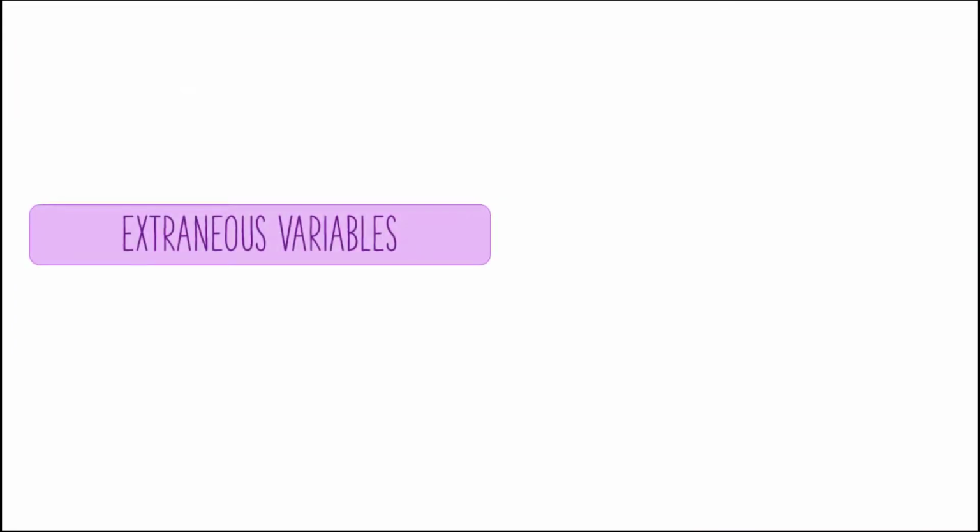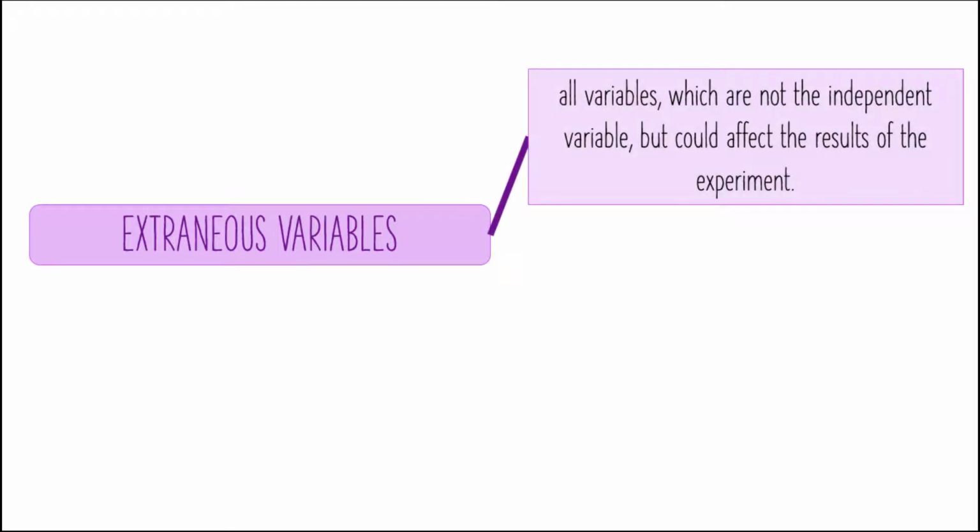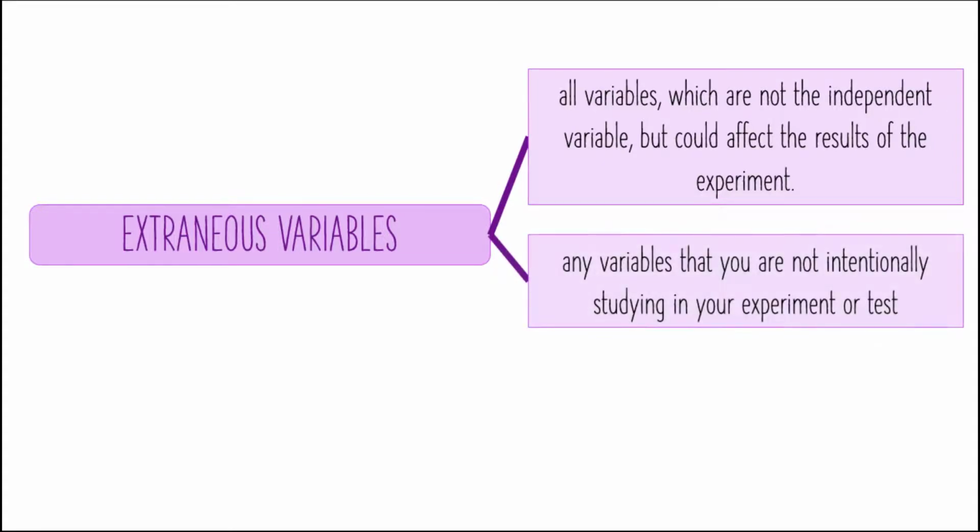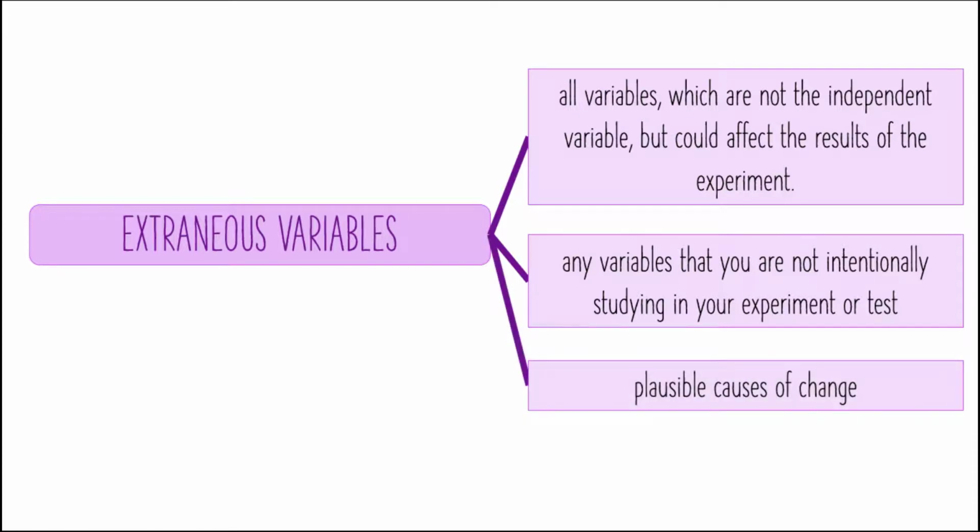However, there are variables that may affect the study that are not the independent variable or any related factors about it. These are called extraneous variables. These are all variables which are not the independent variable but could affect the results of the experiment. These are any variables that you are not intentionally studying in your experiment or test. It is sometimes called plausible causes of change.